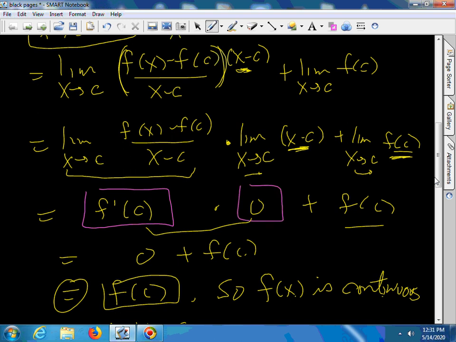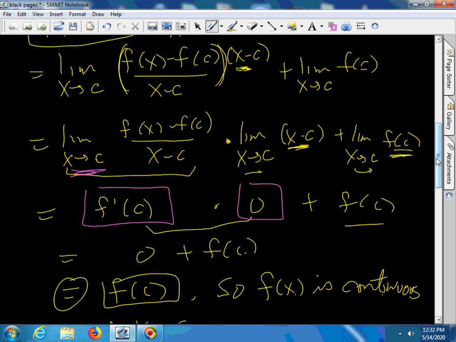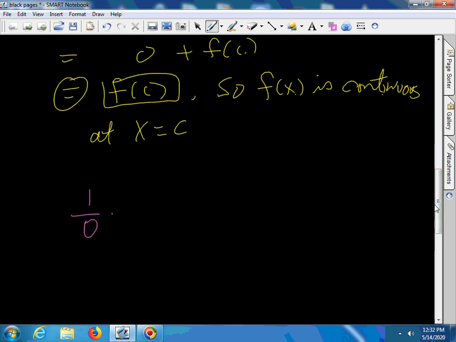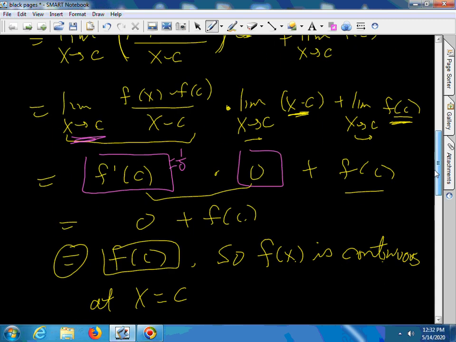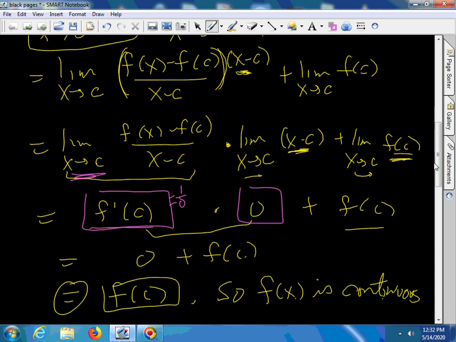Now, I want to make one main big point. Anything times 0, especially when you're talking about limits, is not necessarily 0. For example, if this here was undefined, maybe it was 1 over 0, 1 over 0 times 0 is not 0. This value had to be well defined. f prime of c exists. If it were equal to 1 over 0, it didn't exist. It wasn't well defined. It is no longer true that anything times 0 is 0. Anything well defined times 0 is 0.